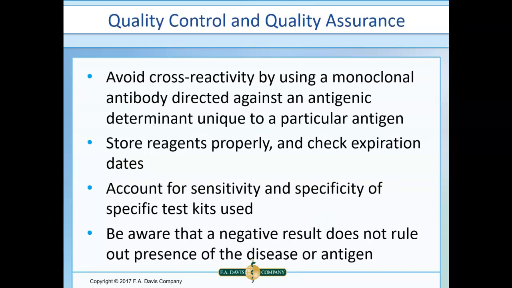And lastly, quality control and quality assurance. We want to avoid cross-reactivity by using monoclonal antibodies directed against a very specific antigenic determinant that is unique to the particular antigen. We have to store reagents properly, check the expiration dates, account for sensitivity and specificity, and be aware that just because you have a negative result, it does not rule out the presence of a disease or antigen. There's lots of things that can happen in this type of testing, whether it be too much antibody, too much antigen, too little antibody, or too little antigen. Those can cause a test to give you a false negative.